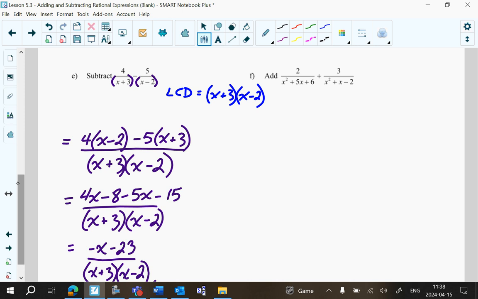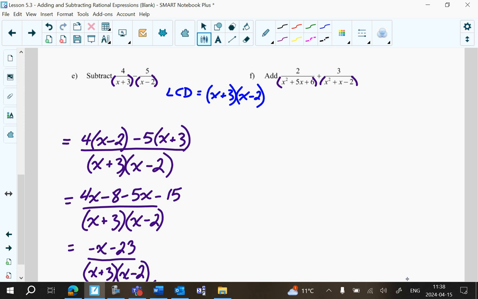I see more than one term. What's different about these denominators? When you see these denominators, what do you think you're going to have to do? Factor, right? So we always want to factor, and then we can find the LCD from there.